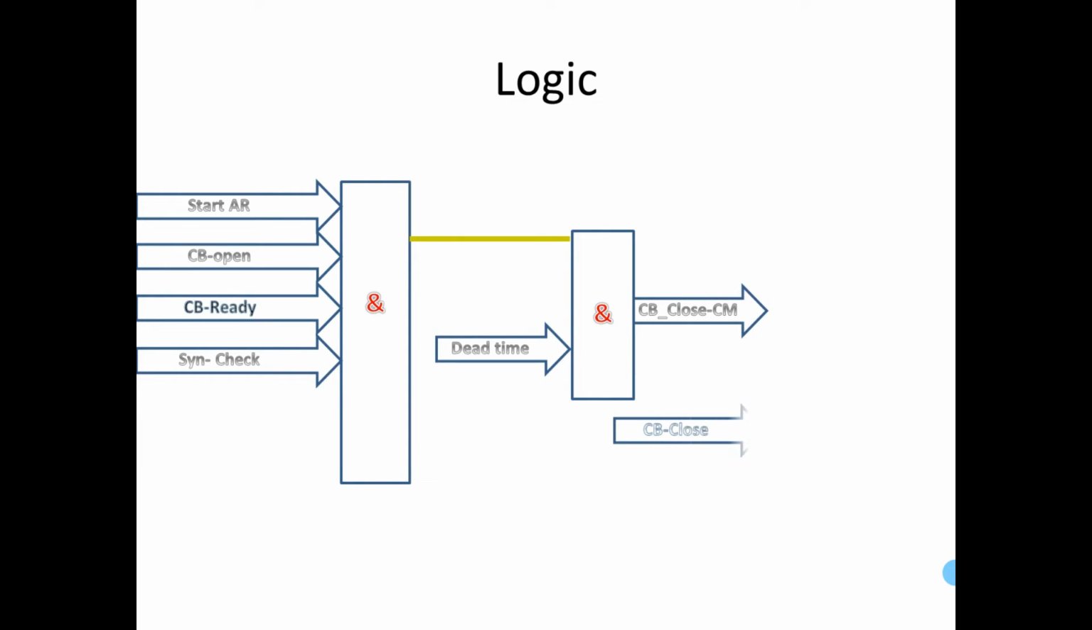Once the CB close command is issued to the breaker, and if the breaker close status is received by the relay, then the relay will announce AutoRecloser is done successfully. This is the basic logic. This logic we use in the AutoRecloser relay. Now we will see one small example of AutoRecloser with the sequence of AutoRecloser.